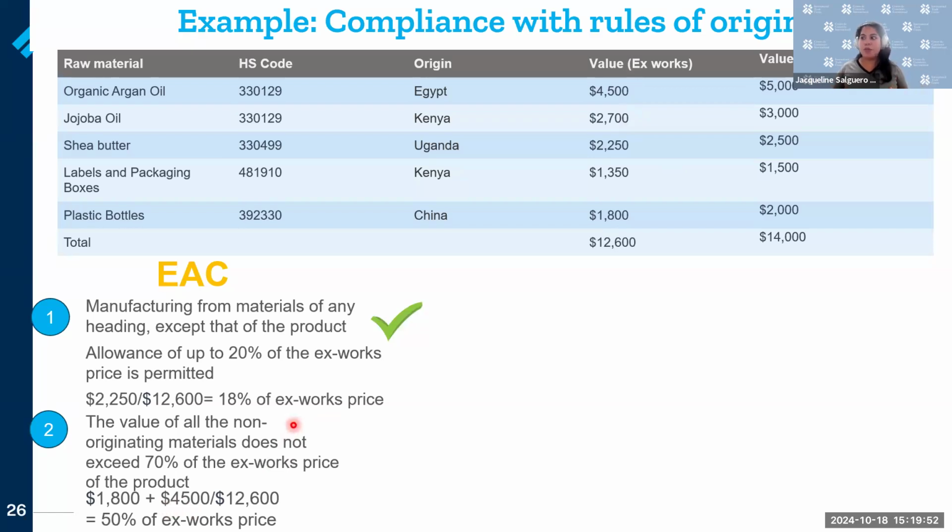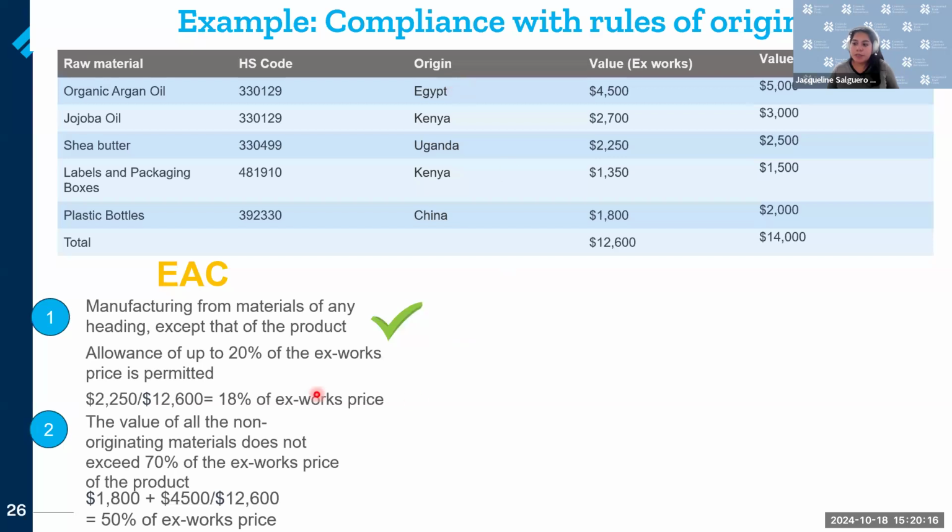So if the product, let's say the chia butter, comes from Uganda, I will not count it. It will be counted as a national product from Kenya. So therefore, I only need to take into account the plastic bottles that are not part of the agreement. Now remember, Kenya and Uganda are part of this agreement. Egypt, because it is an EAC agreement, is not part of the EAC agreement.